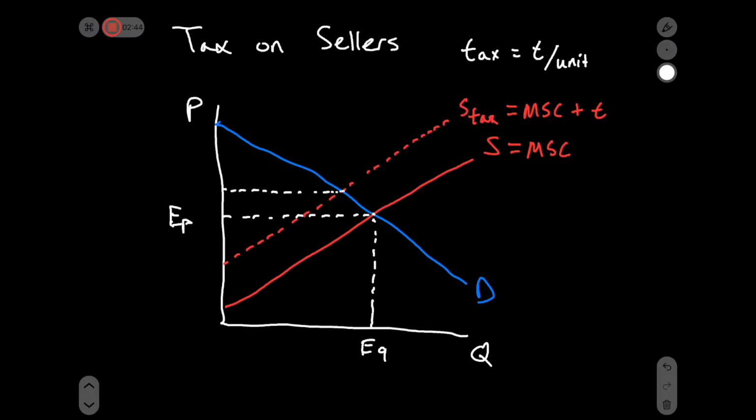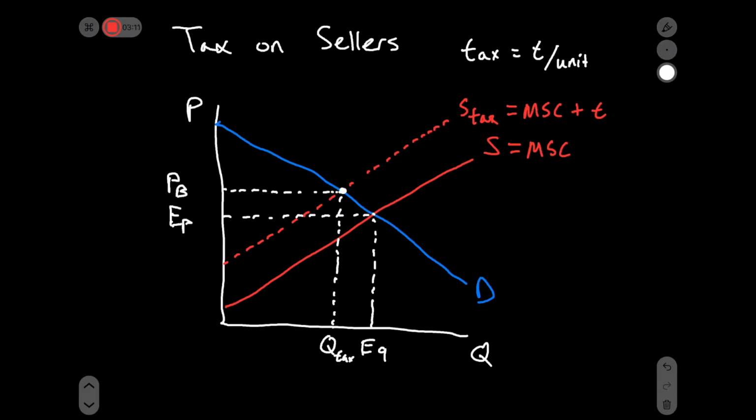Now, the new intersection point of S with the tax and our original demand curve, this point here, will indicate to us two things. One, the new quantity that is bought and sold of this good with the presence of the tax. And this line up here is the new price that buyers pay.